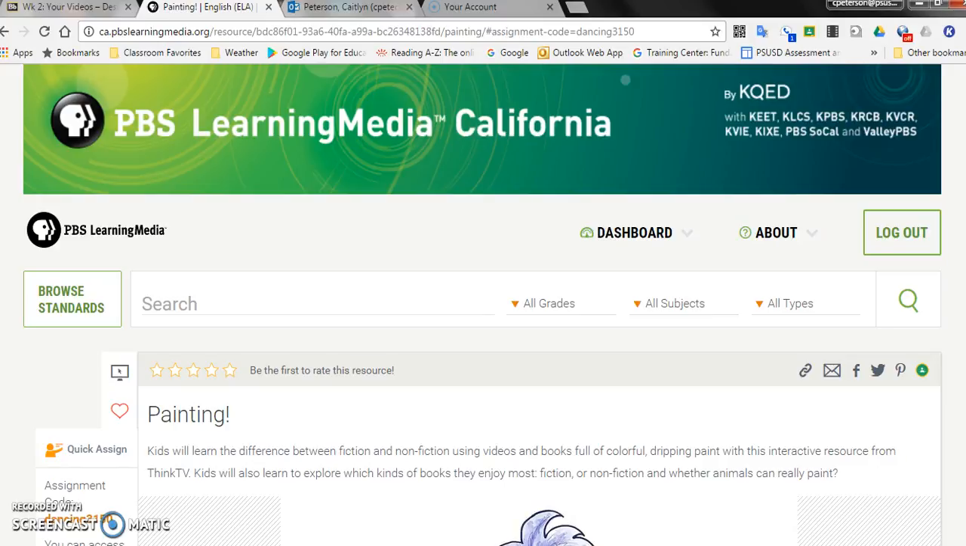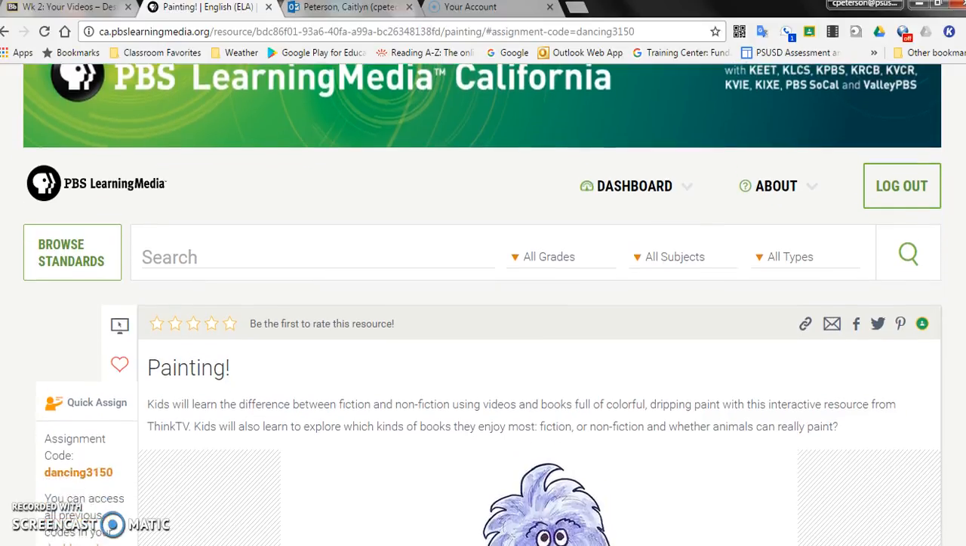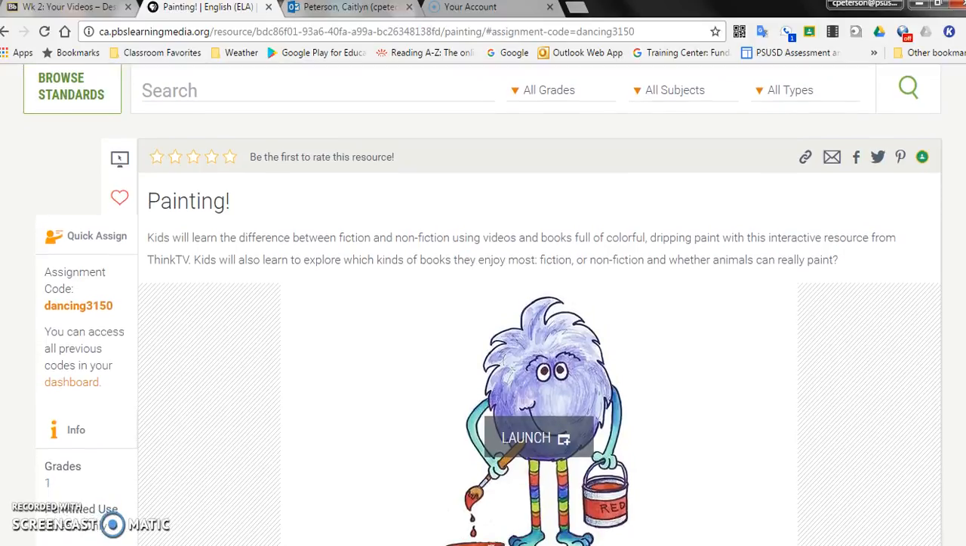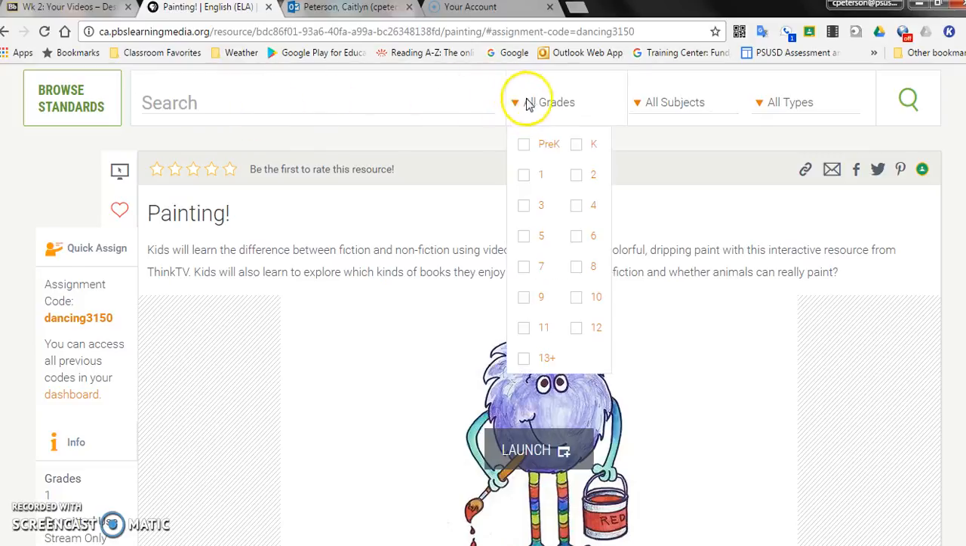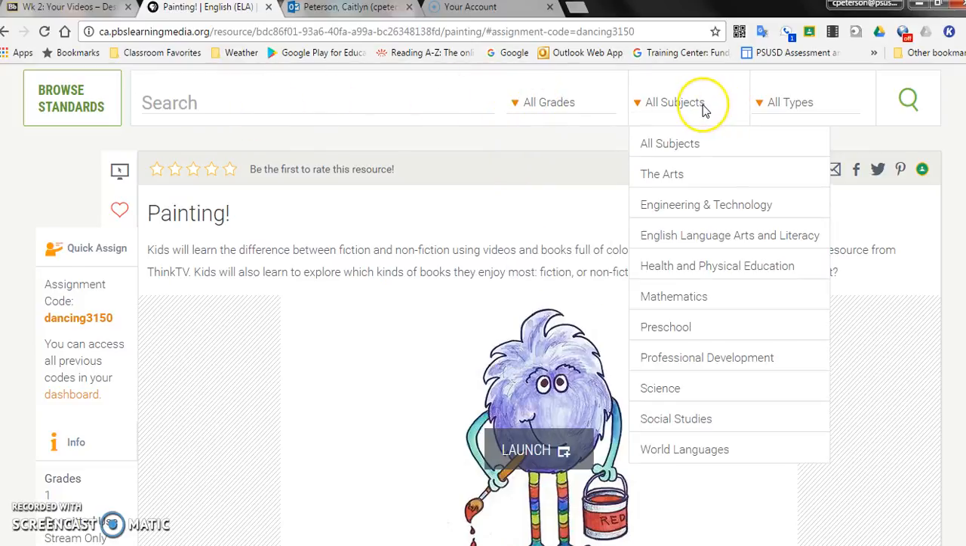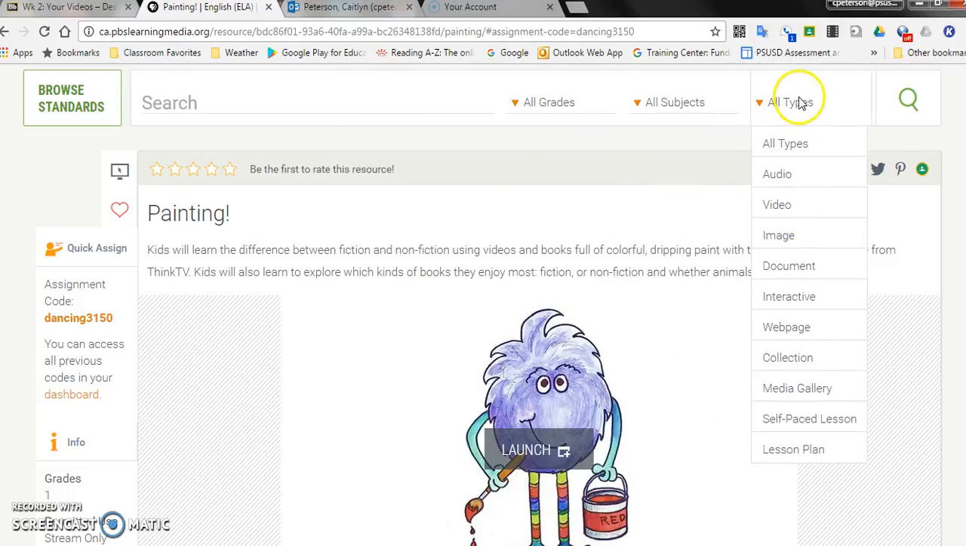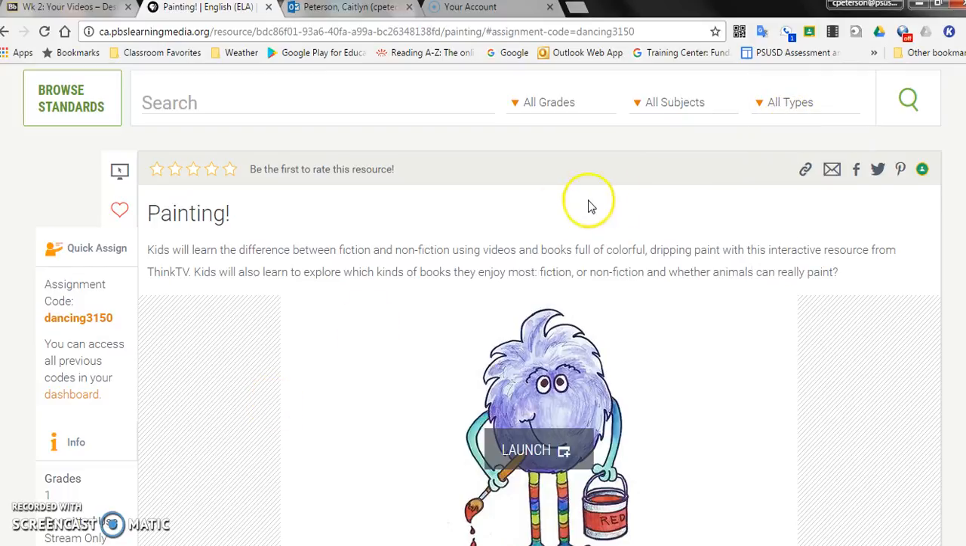So the lesson that I went into is called painting, and what I did is I looked up. I started to browse by standard, and then I changed my mind and did a search. And all I did was I clicked over here, went on first grade, and for subject, I did the English language arts and literacy, and then I just did all types. And it just came up with a bunch of different choices, and this was one of them.